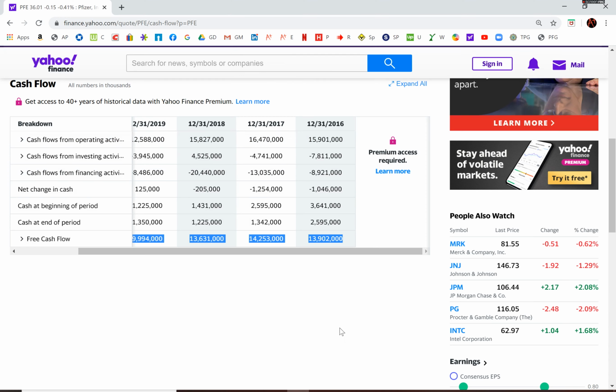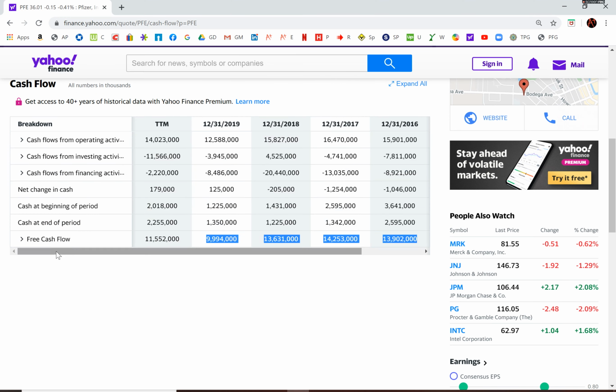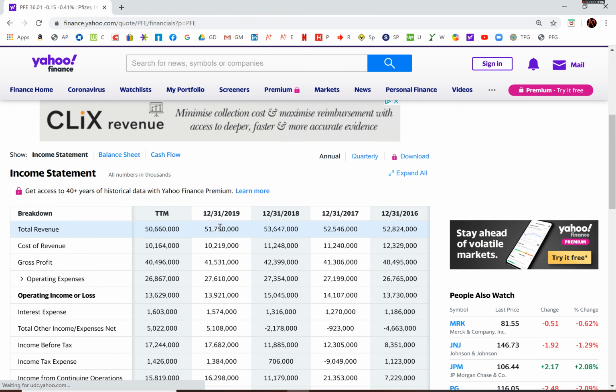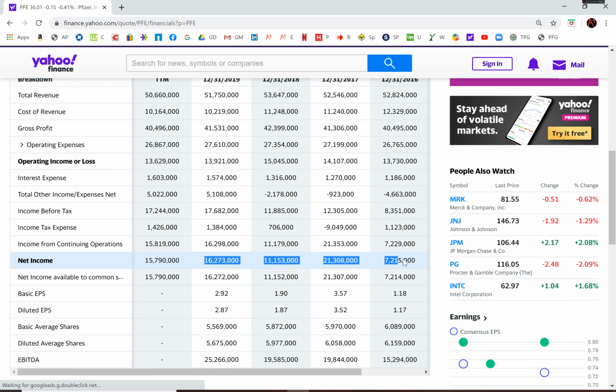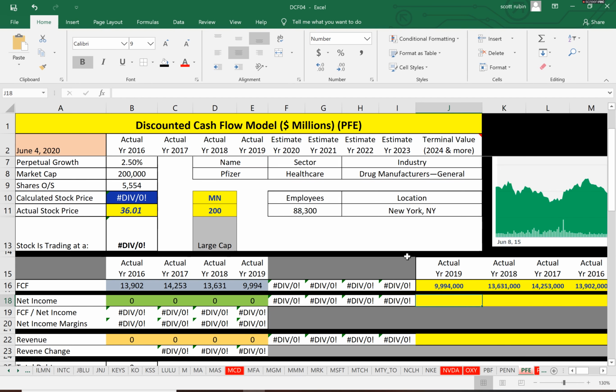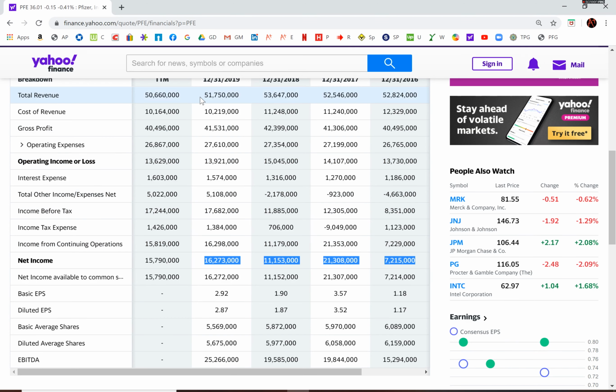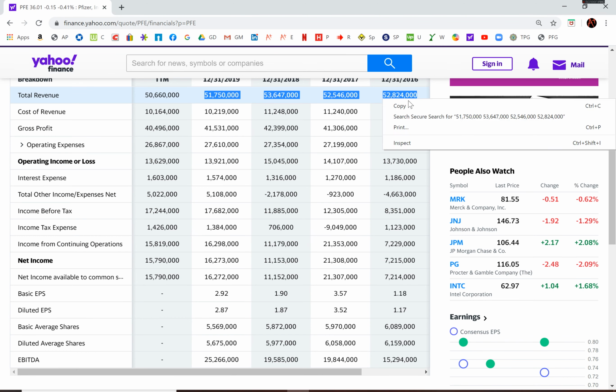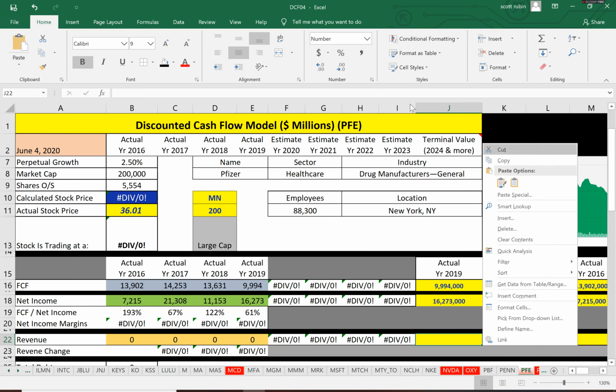Next, we need net income, and that's the profit or loss for a given time period, and that's on the income statement. And we'll pull that number in. And then last is revenue, and that's just your sales per year. And that's also on the income statement.